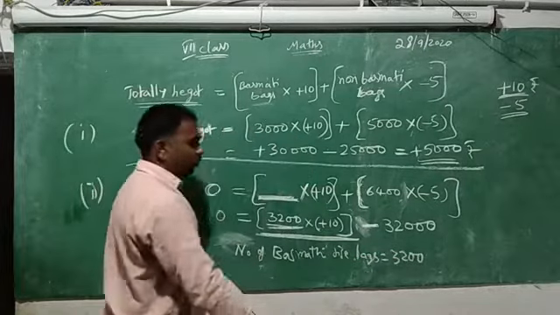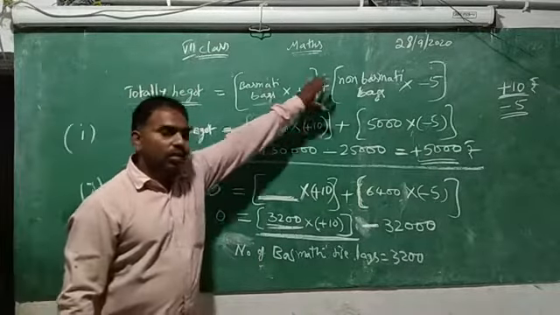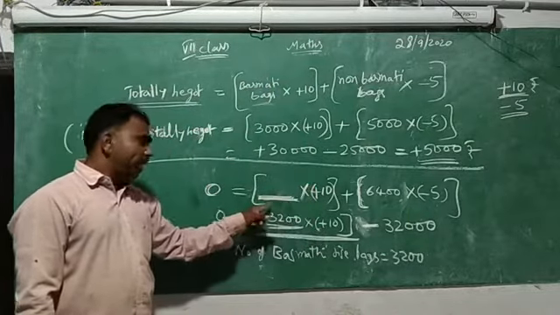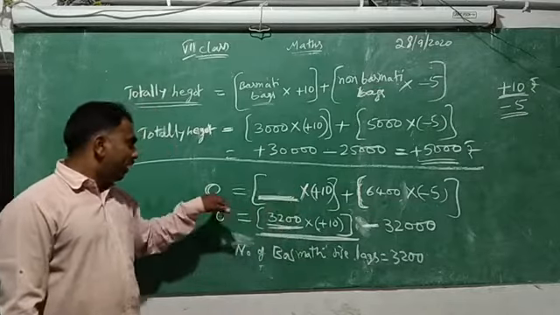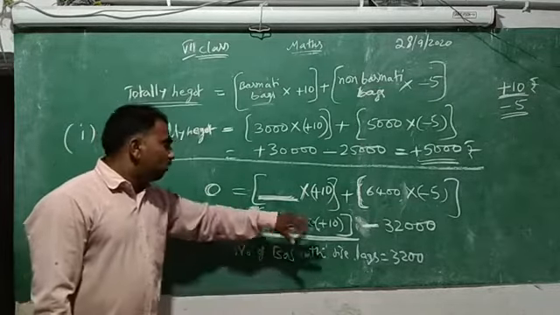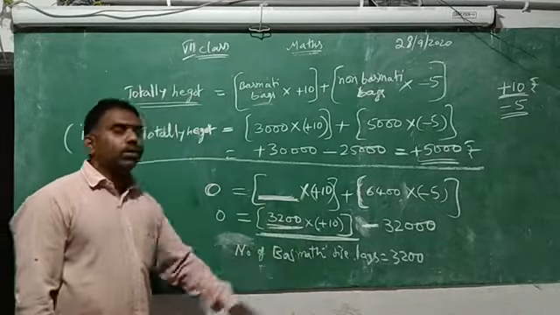So I think you understood now. What should we do? Create the formula according to the situation. In that, what you know, you write it. What you don't know, you make it blank. Then you guess what should come there. To get 0, we need 32,000 to come here. To get 32,000, what should come here? 3,200. So the final answer will be 3,200.